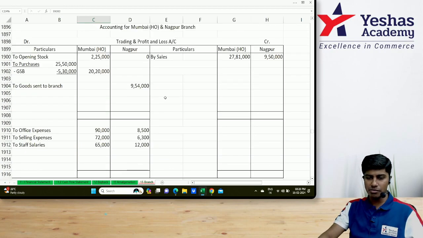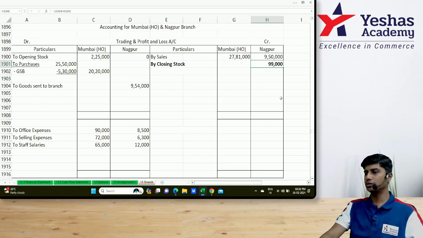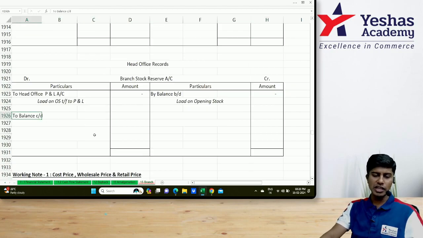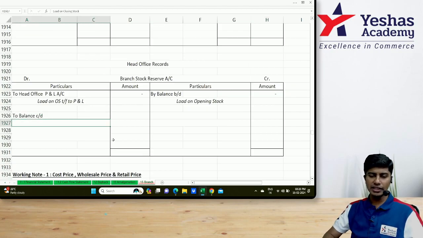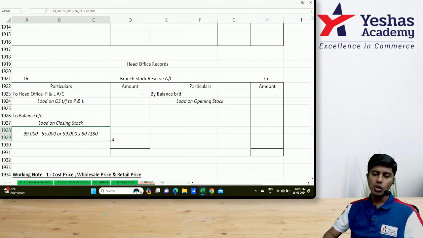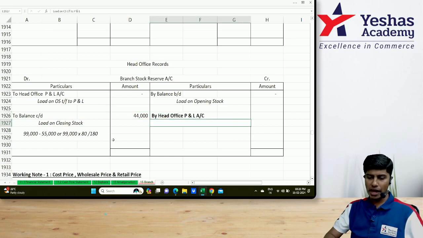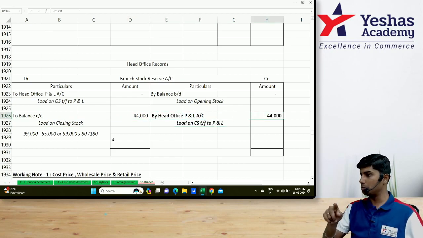I'll write this in my records here. Closing stock 99,000. On this 99, I'll remove load. Am I right? How much load? That wholesale price is 180. No, 99,000 into 80 by 180. 44,000. This will be the balance. This will be the amount transferred to head office P&L.